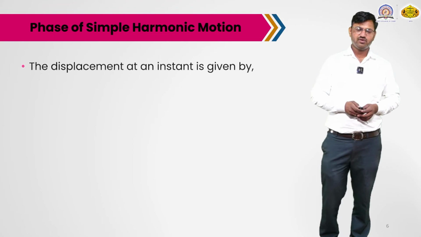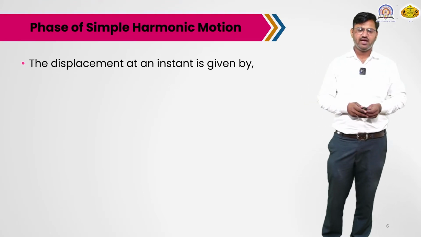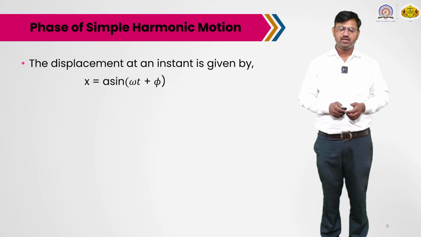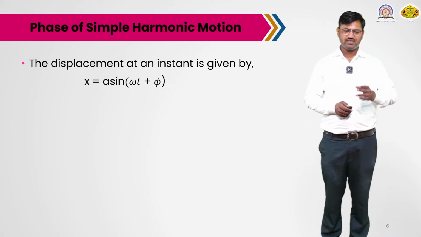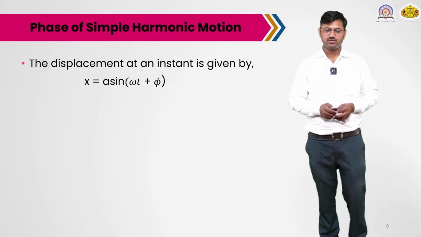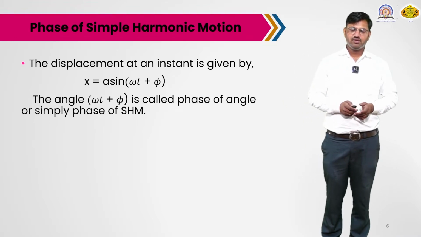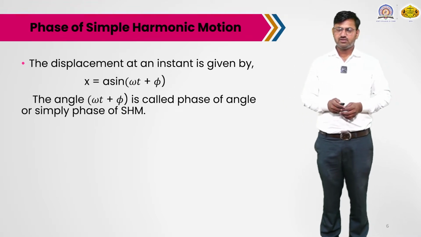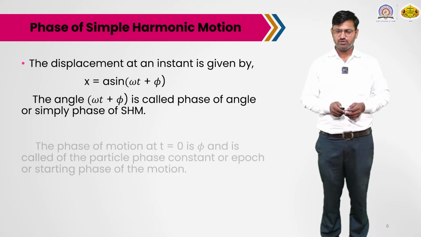First, phase of simple harmonic motion. The displacement at an instant is given by x = a sin(ωt + φ). In the last lecture we derived this equation. The angle (ωt + φ) is called the phase angle, or simply the phase, of simple harmonic motion.